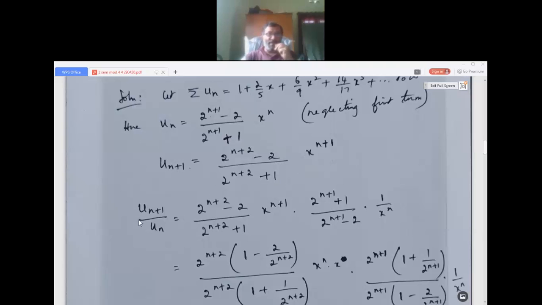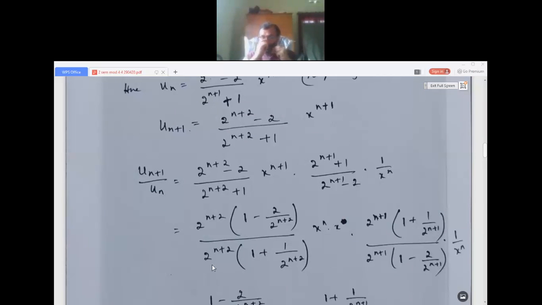Now for the D'Alembert's ratio test, we need u(n+1) divided by u(n). So I wrote this u(n+1) term here: 2 power n plus 2 minus 2 divided by 2 power n plus 2 plus 1, into x power n plus 1. Then divide by u(n). Divided by means the fraction will be reciprocal. The denominator will be numerator, the numerator will be denominator. So 2 power n plus 1 divided by 2 power n plus 1 minus 2, into 1 by x power n.